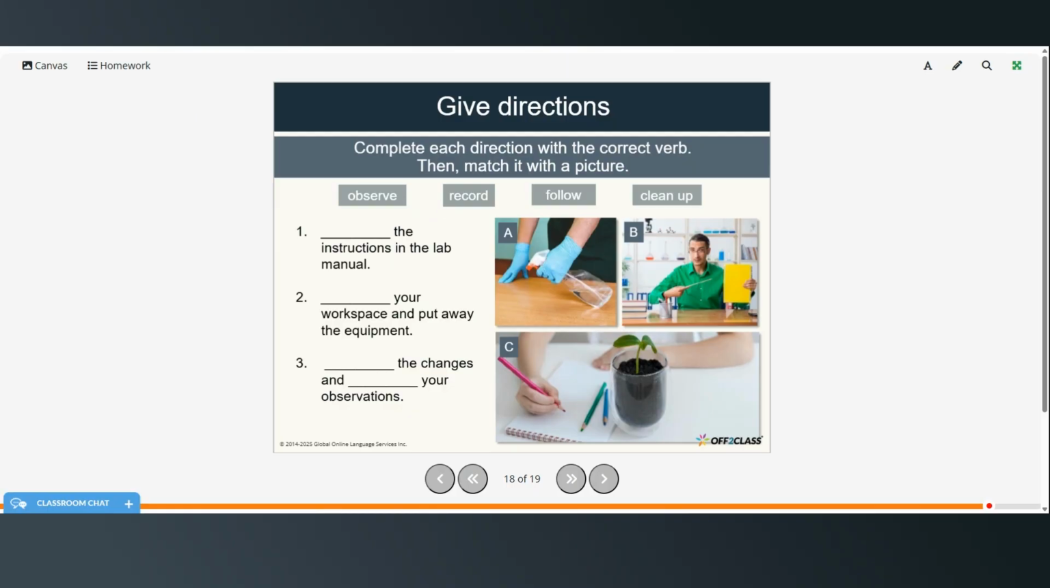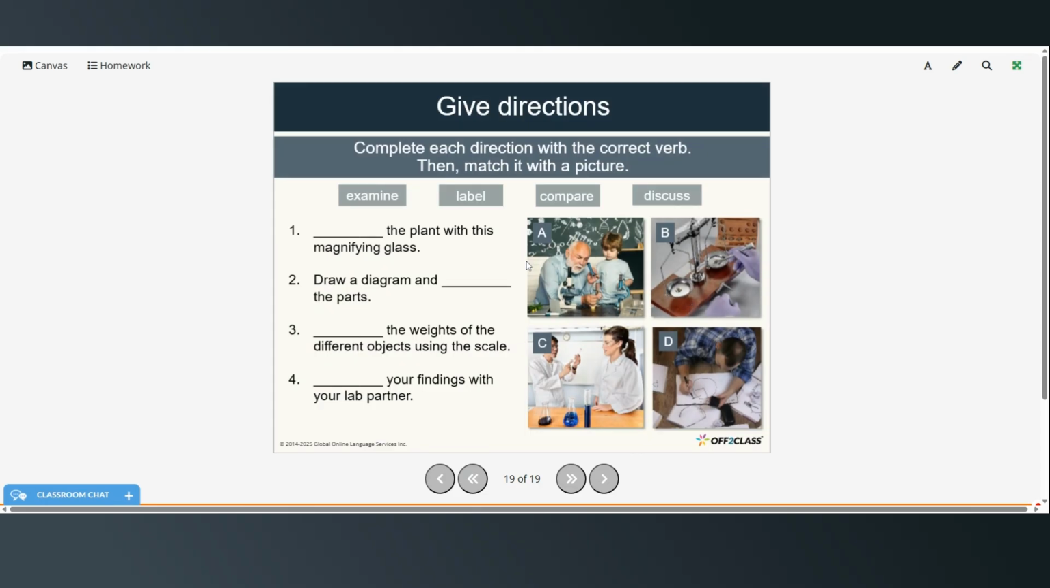Same thing here. Use these words to fill in the blanks and then match the sentences to the correct picture. So number 1, follow the instructions in the lab manual. Clean up your workspace and put away the equipment. Observe the changes and record your observations. So follow the instructions in the lab manual, that would be picture B. Clean up your workspace, picture A. And observe and record is picture C.